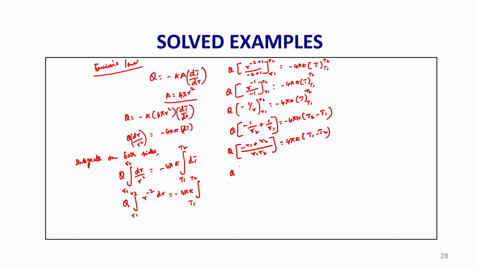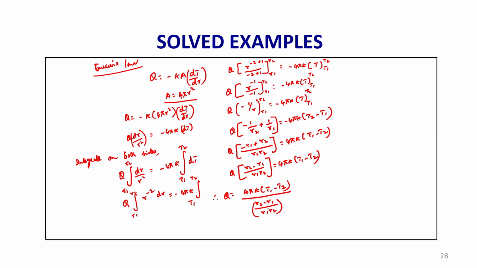So, q into (R2 minus R1) divided by (R1 into R2) equal to 4 pi k into (T1 minus T2). Therefore, q is equal to 4 pi k (T1 minus T2) divided by (R2 minus R1) divided by (R1 into R2).